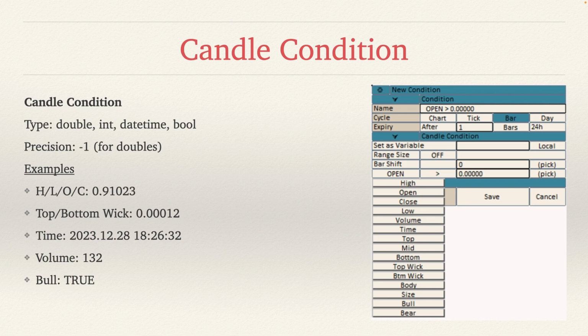Also, be aware of the difference between the double values that represent prices and the ones that represent sizes. High, low, open, close, top, mid, and bottom, these are all prices. But top wick, bottom wick, size, and body are sizes, which are the difference between two prices. It wouldn't make sense to compare top wick with top or open with body because they're different kinds of things, even though they have the same data type.